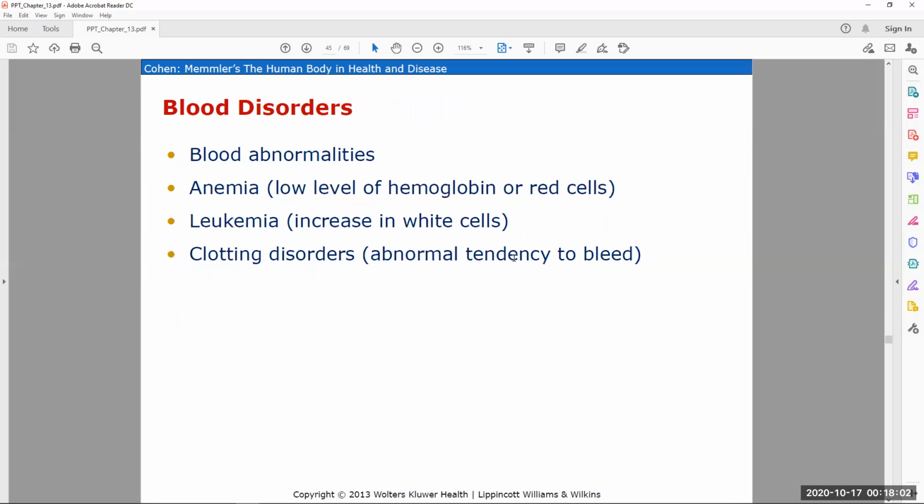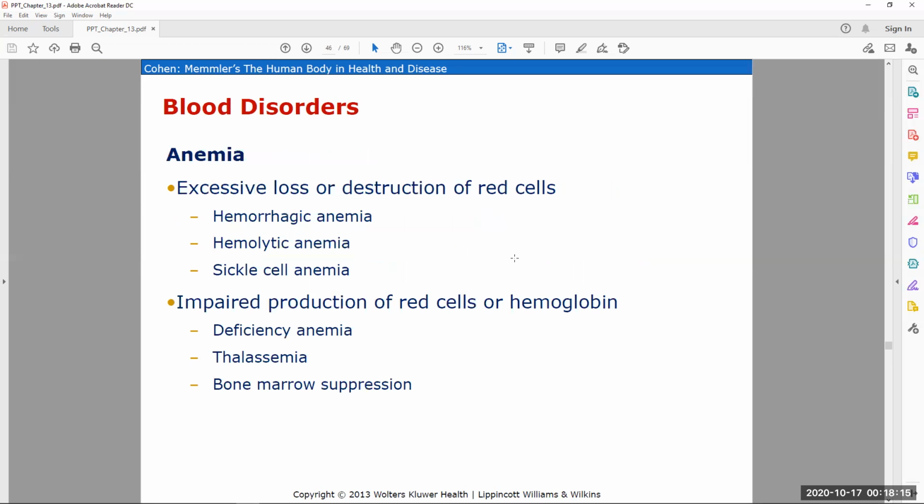All right, so blood disorders or abnormalities. Anemia, a low level of hemoglobin or red cells. Leukemia, which is an increase in white cells. And clotting disorder, an abnormal tendency to bleed. So let's talk about anemia. You have hemorrhagic, hemolytic, and sickle cell anemia.